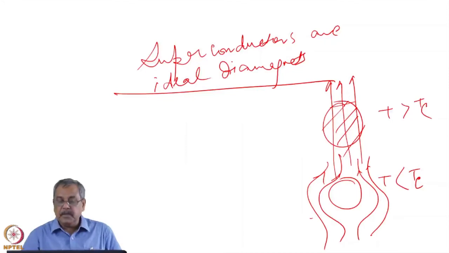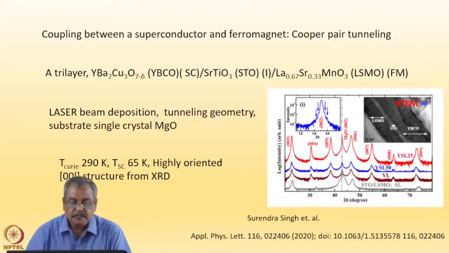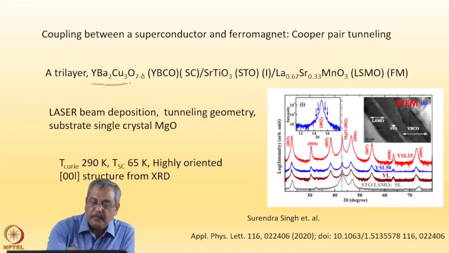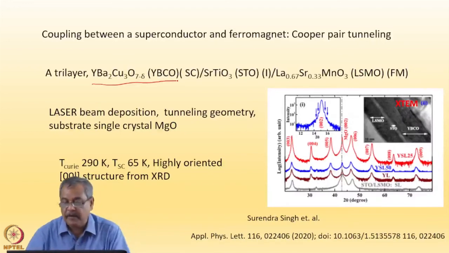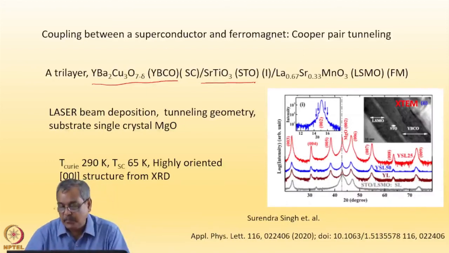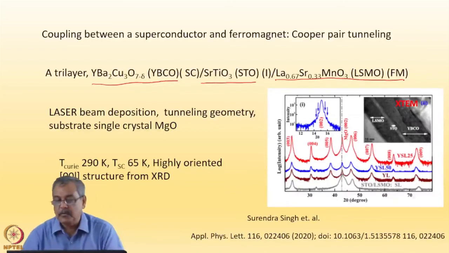But now here we have gone into a little more interesting aspect. What we have in this experiment that I am explaining to you, we have got a trilayer. So we have got the YBCO formula given here. It's familiar to you. This is an insulator SrTiO3, STO, and this is a ferromagnet LSMO, lanthanum strontium MnO3. Now this is a tunneling geometry.